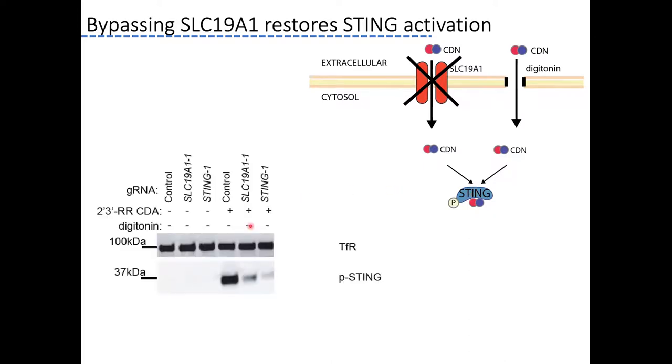So again, in the absence of digitonin, depleting SLC19A1 reduces STING activation. However, if we permeabilize the cells with digitonin, it restores activation of STING. So it seems to act at the plasma membrane.